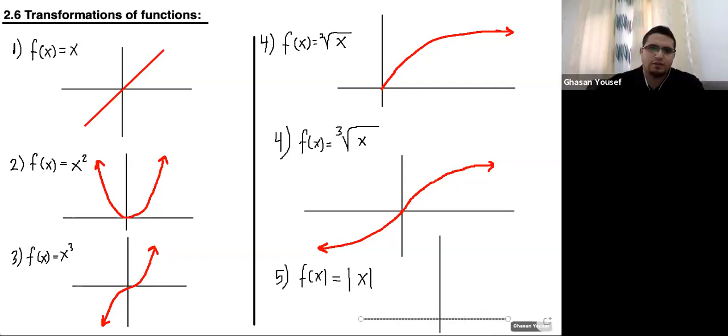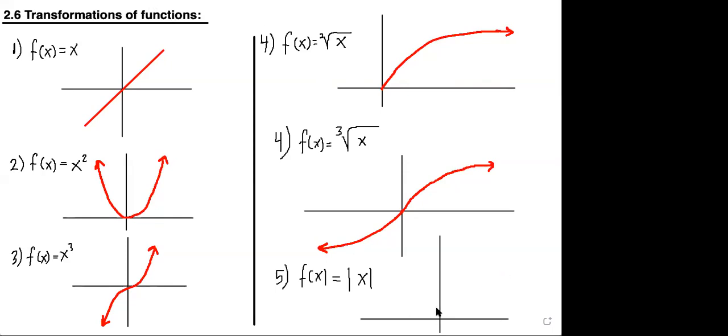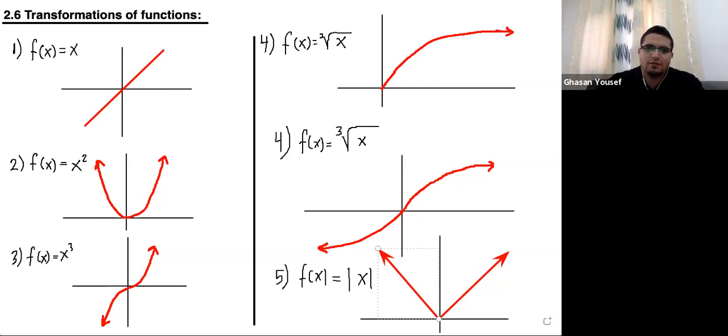Okay, so the graph of this function is something like this. Like this. So this is the graph of the absolute value of x.